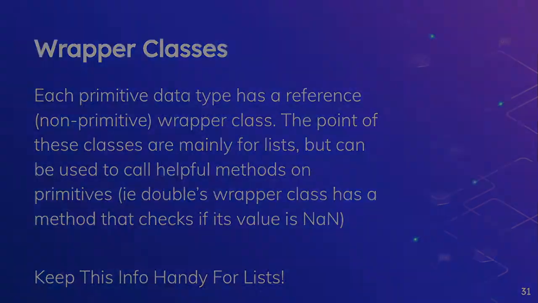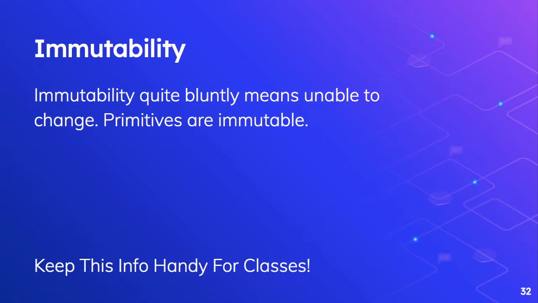So, immutability quite bluntly means unable to change. Primitives are immutable. For the next couple of units, you don't need to worry about that at all. Once we start getting into methods and class writing, then you'll need to know about immutability. But that's about it for that.